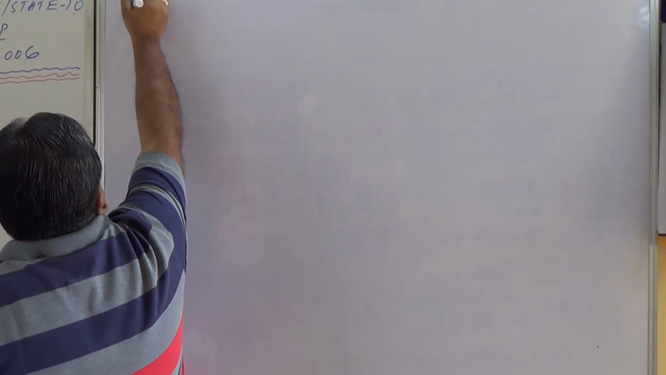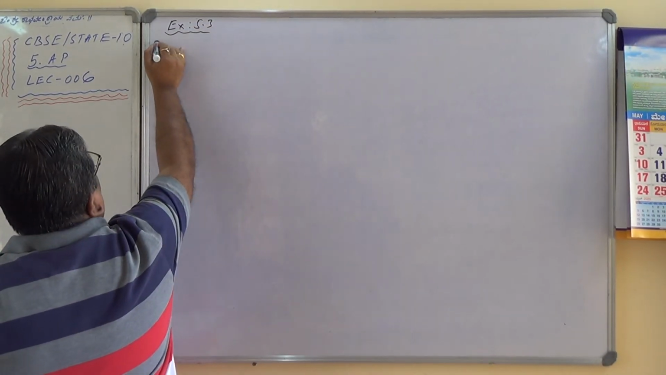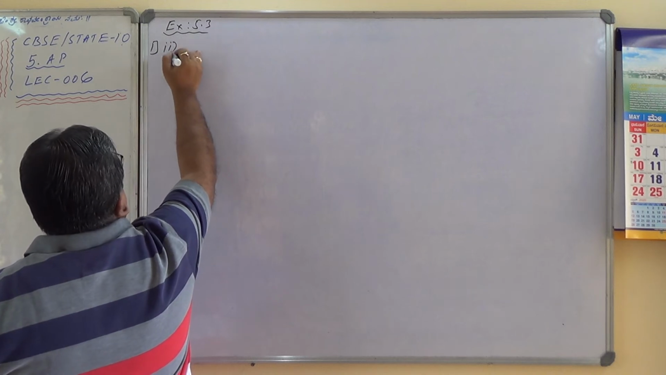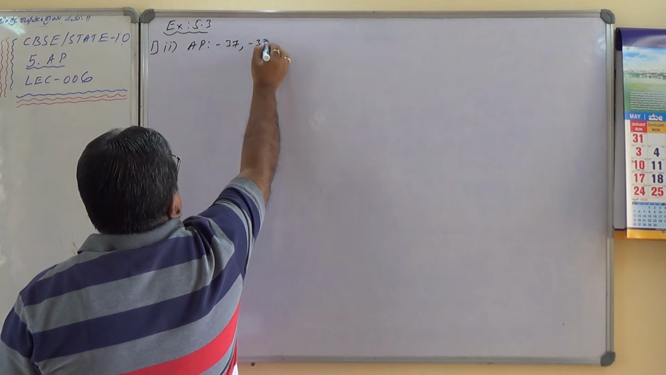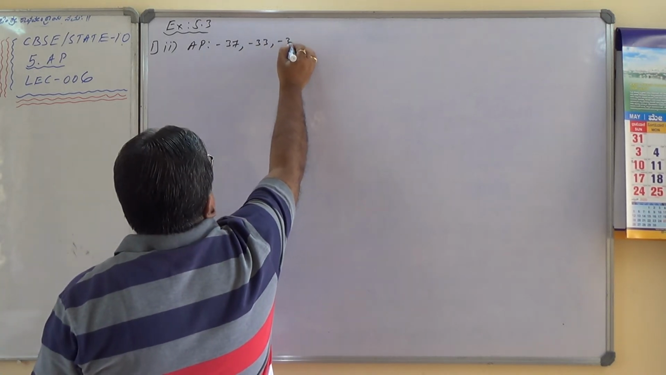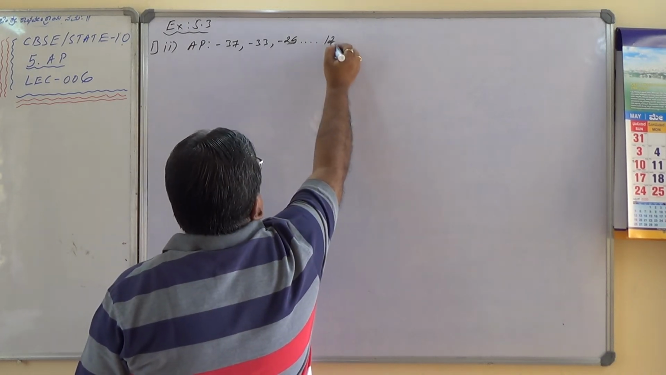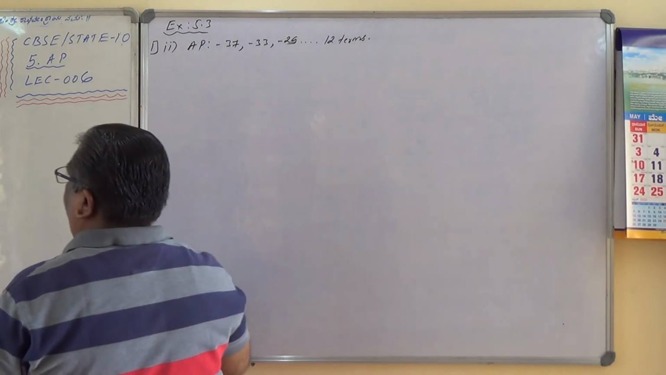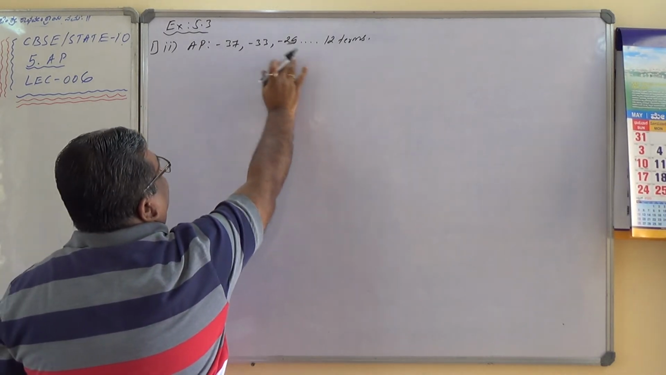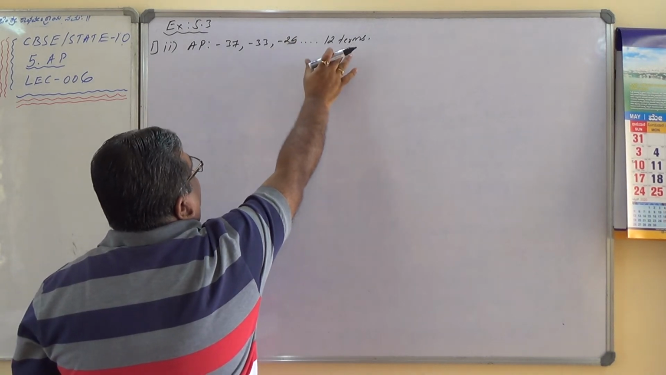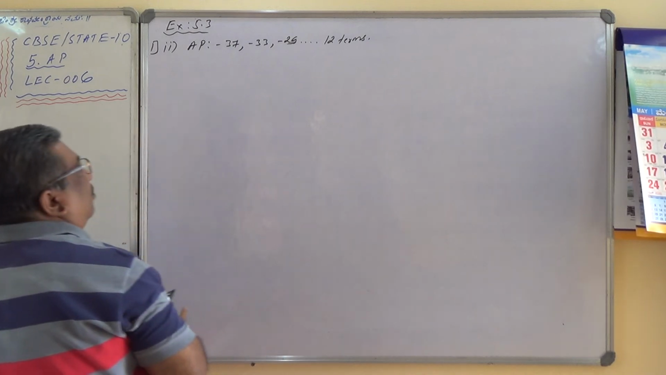Exercise 5.3, and out of this I am taking the second one. AP given to us is minus 37, minus 33, minus 29, it continues. And how many terms? 12 terms. What we have to find out is the sum of the following APs up to 12 terms. So these are the terms given, and the sum of first 12 terms needs to be found out. That is the question asked.